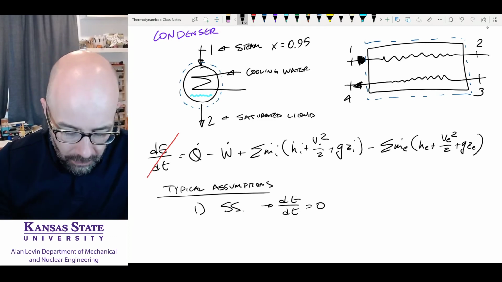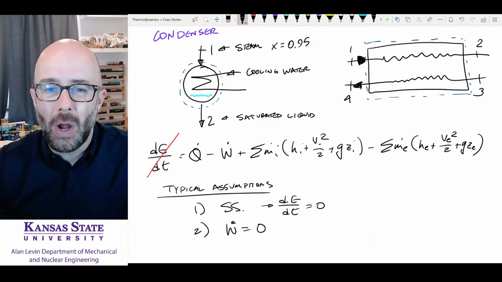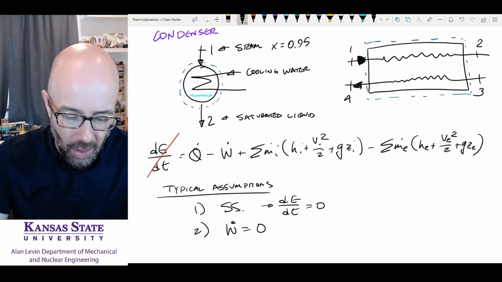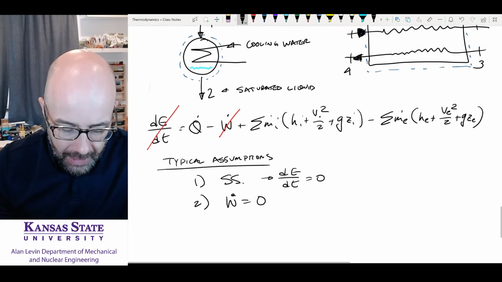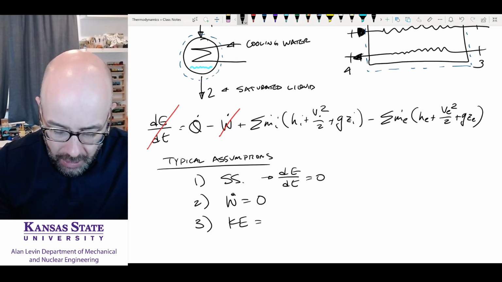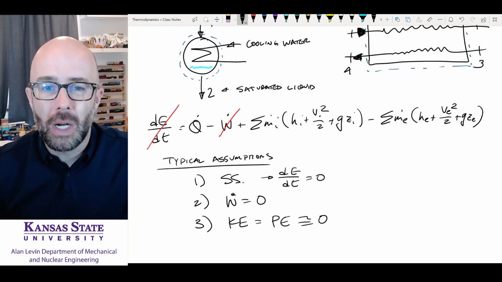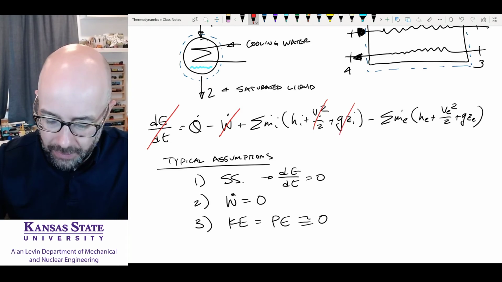We know here that our W dot is equal to 0. You don't have to power a heat exchanger. There's no shaft or electricity that goes into there, so that can go away automatically. In heat exchangers also, the kinetic energy and the potential energy are approximately equal to 0. We're not going to be worried about kinetic or potential energy effects.